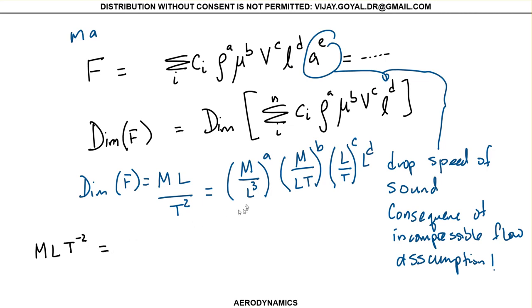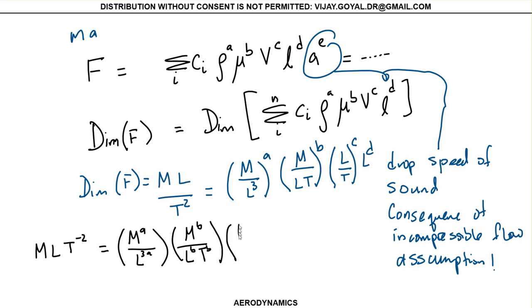Okay, so this side is equal to M^A over L^3A, doing a little bit of algebra here, times M^B L^B T^B, multiplied by L^C T^C L^D. Okay, so let's further simplify all this. Let's write it all together. And I can do that by taking all the masses together. If I take the mass, I have mass to the power A plus B.